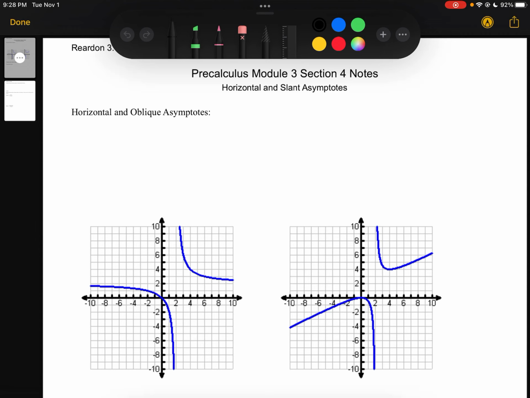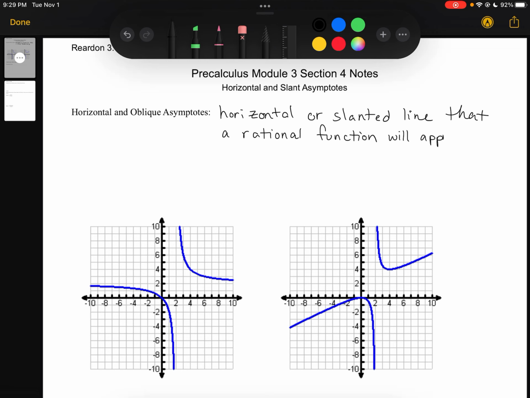So a couple of things to note here, and we can look at some examples of asymptotes in our graphs below. But first, let's write down a quick definition. So for horizontal and oblique asymptotes, this is when we have a horizontal or slanted line that a rational function will approach as x goes to positive or negative infinity.